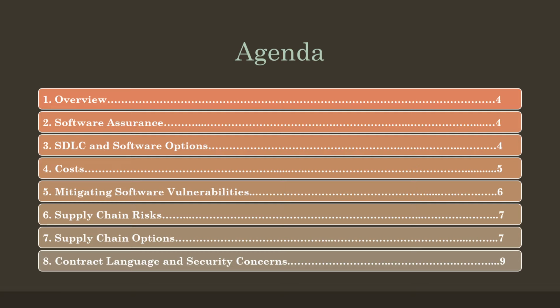And then we're going to look at costs, and then mitigating software vulnerabilities, followed by supply chain risks and supply chain options, right? So we're going to look at the sort of security measures we need to put in place to ensure that our supply chain is safe. And then we're going to look at contract language and security concerns for the U.S. federal government at the Five Eyes Summit and in general. So let's go ahead and get started.